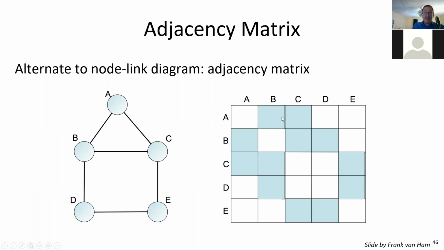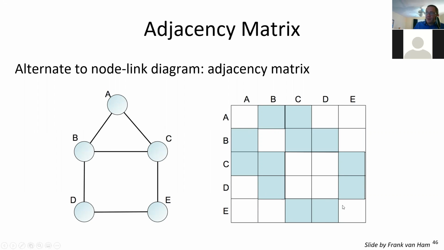This is the exact same thing. A is connected to B and C. B is going to be connected to A, C, and D. A, C, and D, they're all connected to B. C is connected to A, B, and E. D is connected to B and E. E is connected to C and D.